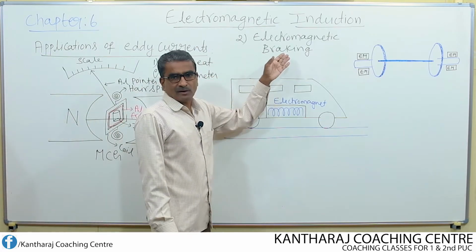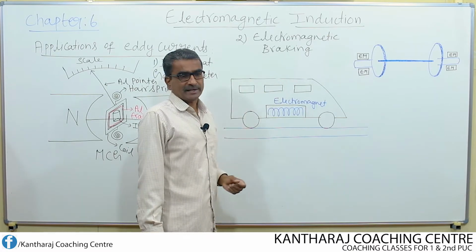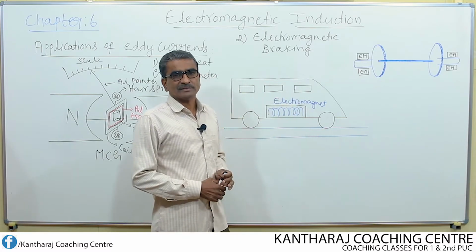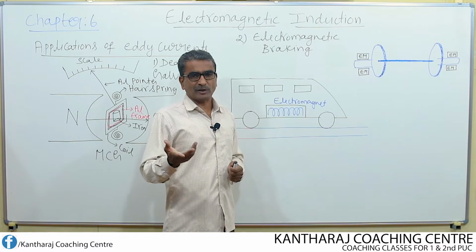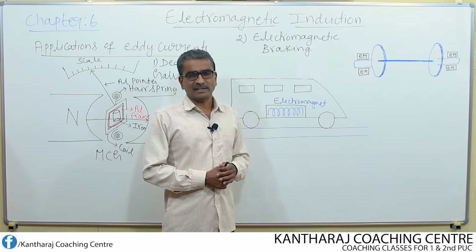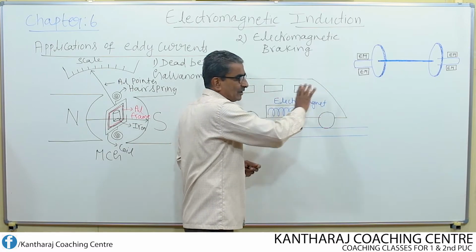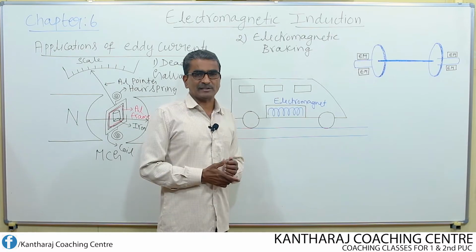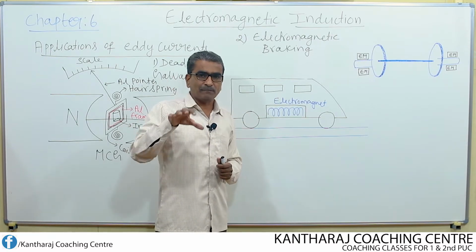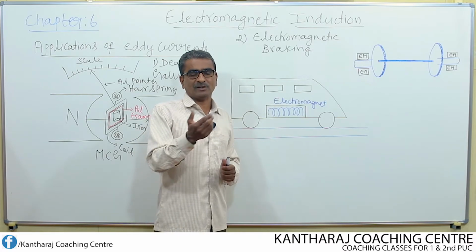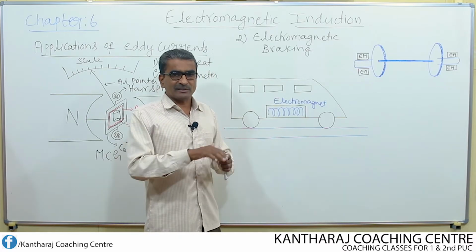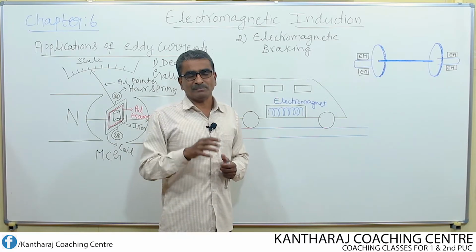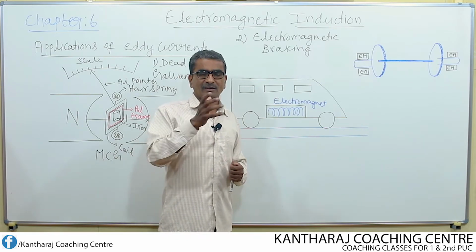The second application of the eddy current is electromagnetic braking. We know that fast moving trains which move with a high speed of about 250 km per hour or 300 km per hour are very difficult to stop by making use of the ordinary braking system. Ordinary braking system means the braking system employed in automobiles like buses, lorries and other vehicles. The ordinary braking system consists of brake shoes made up of fiber material or leather material.